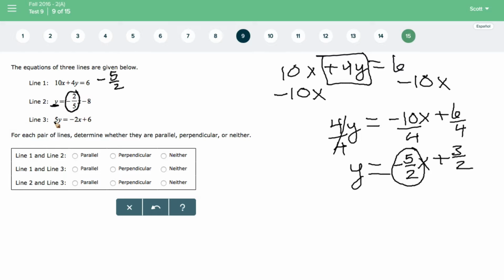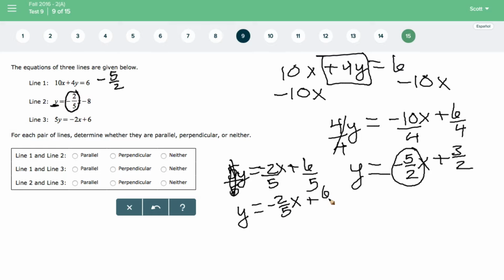And then this one, all we have to do is 5y equals negative 2x plus 6. We just have to divide by 5. And that gets the y by itself because those cancel out. We have y equals negative 2/5 x plus 6 over 5. There's my slope. So negative 2/5.